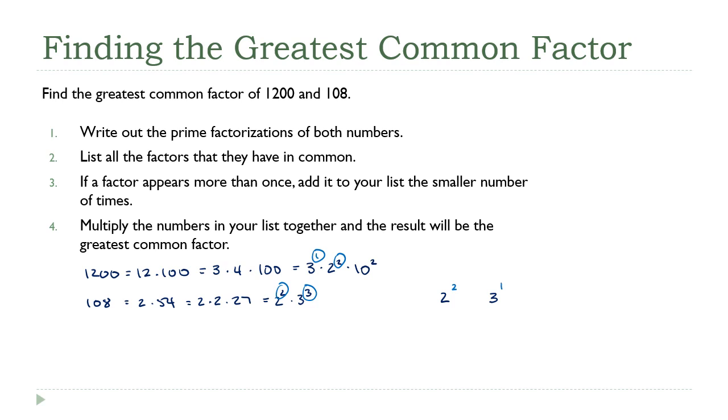So there's my expression. And if we multiply these two out, 2 squared is 4. 4 times 3 is 12. And there's our greatest common factor.